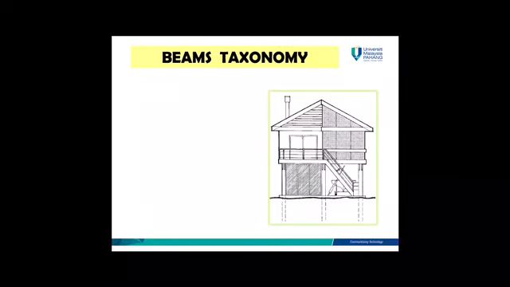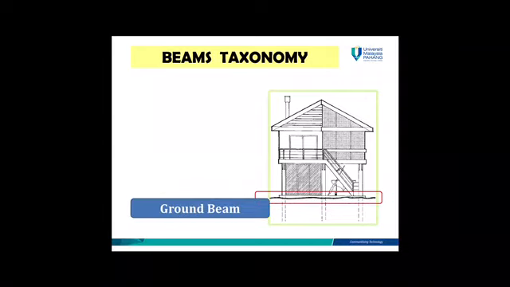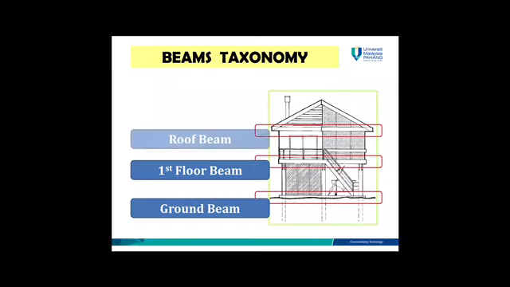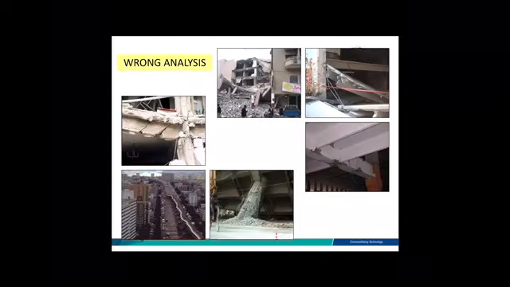So for the beam taxonomy that you already learned in engineering drawing, the bottom one is a ground beam, followed by the first floor beam and also the roof beam. If it is a 3 storey building, then you will have a second floor beam. But this is only a 2 storey building, so you have ground beam, first floor beam, and also roof beam.